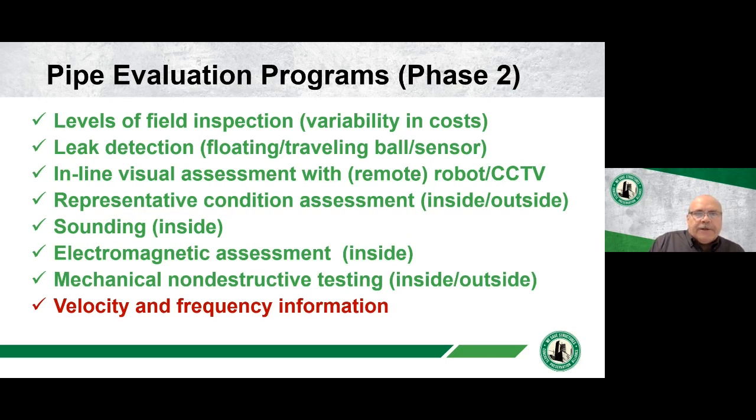But a more in-depth evaluation program would require some field inspection. Now, these costs go up drastically when we are looking at the pipe. You can define where some leaks are. You can put these balls, floating ball sensors, if you will. They listen for where the leaks are. They go inside the pipe and they travel from A to B, and then they are recovered and the data is evaluated. Inline visual assessments.